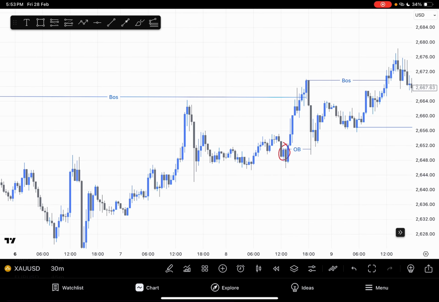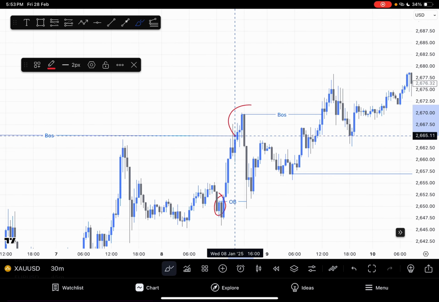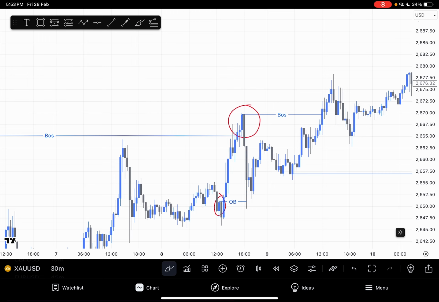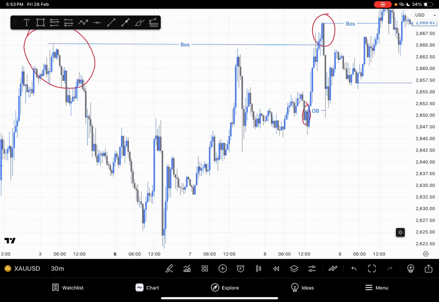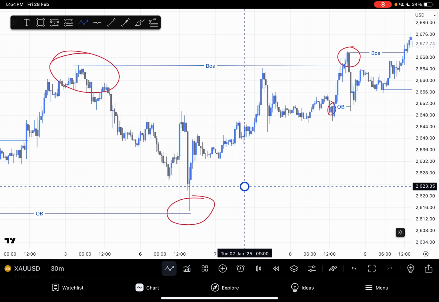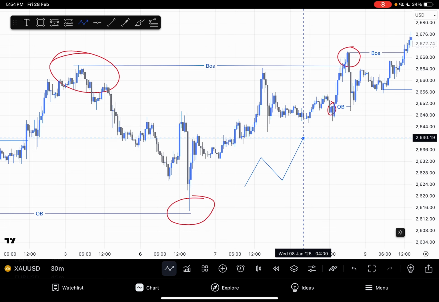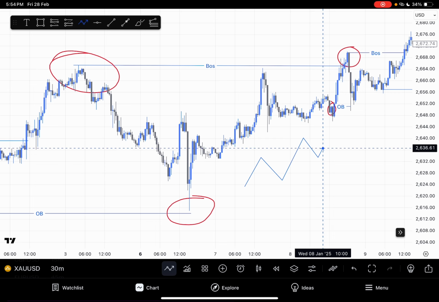You can call it the OB or the breaker, but I identify that as the OB. You can see price tapped on it, pushed to the upside again, taking out this previous high, creating another break of structure. So you must always know that each time price moves in this pattern, breaking above every previous high, that's a valid break of structure.